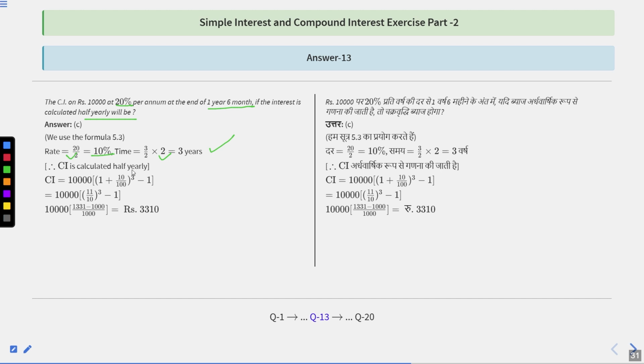Clear? So we just put these values in the compound interest formula, which is P[(1 + R/100)^n − 1]. So 10,000[(1 + 10/100)^3 − 1]. So it will become 10,000[(11/10)^3 − 1], which becomes 10,000 multiplied by (1,331 − 1,000) upon 1,000, which is 3,310 rupees. So C is the correct answer. Next one.